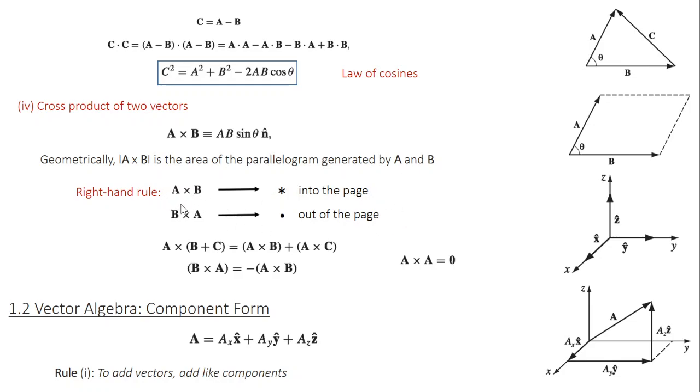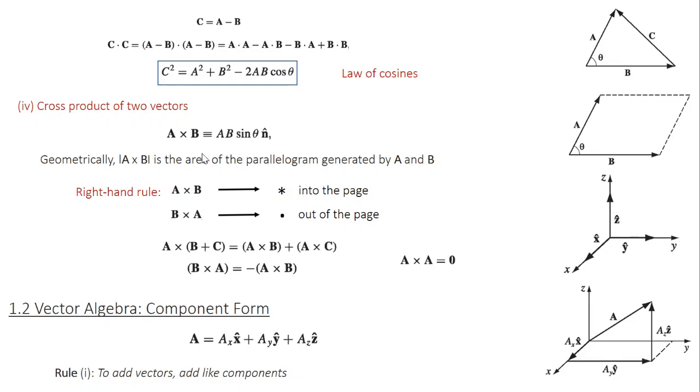As you have already noticed, the directions of A cross B and B cross A are opposite. So you can write B cross A equal to minus A cross B. So cross product is not commutative, but it is distributive. You can write A cross (B plus C) as A cross B plus A cross C.